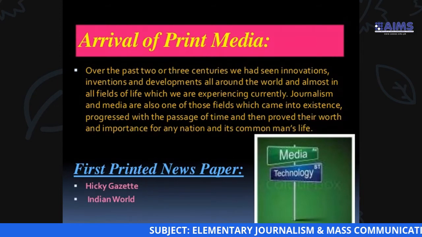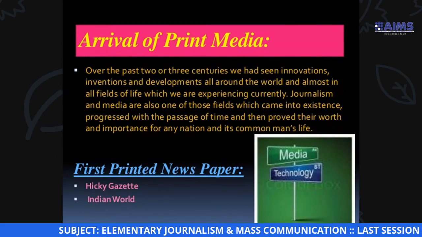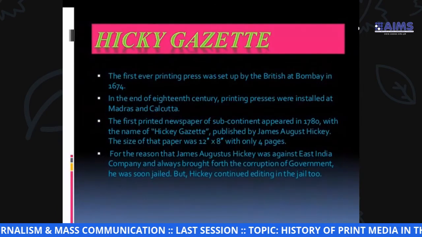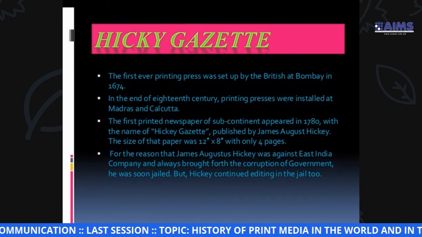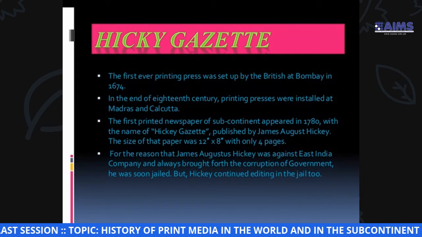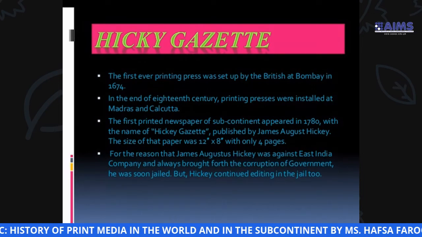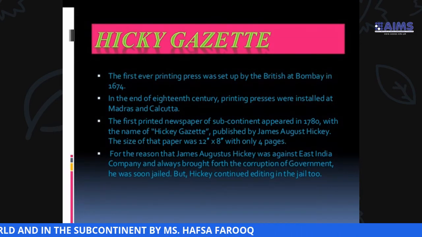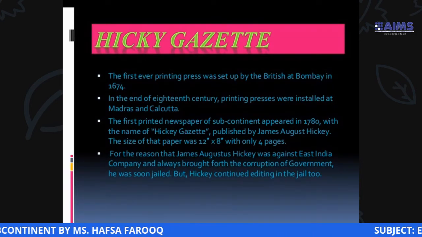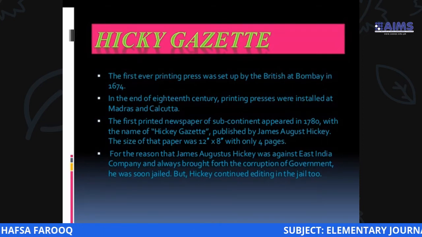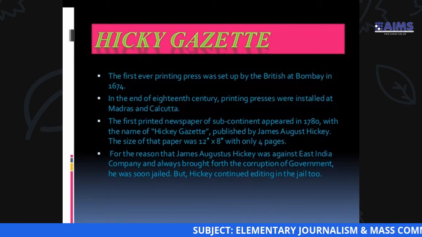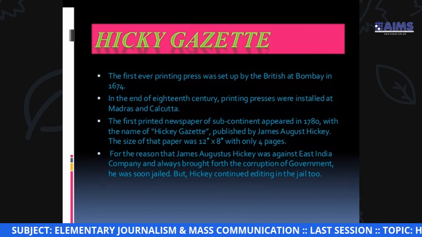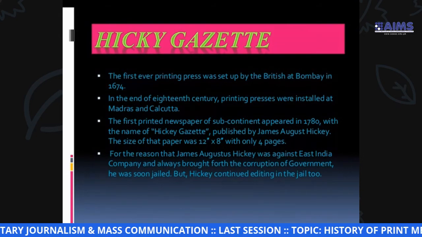First printed newspaper, Hickey Gazette. The first ever printing press was set up by British at Bombay in 1674. In the end of 18th century, printing presses were installed at Madras and Calcutta. The first printed newspaper of subcontinent appeared in 1780 with the name of Hickey Gazette, published by James August Hickey.